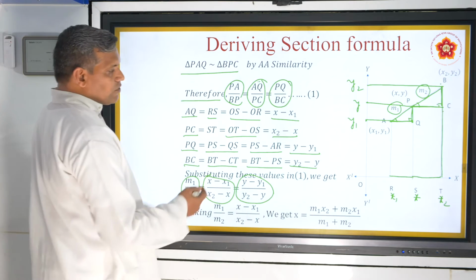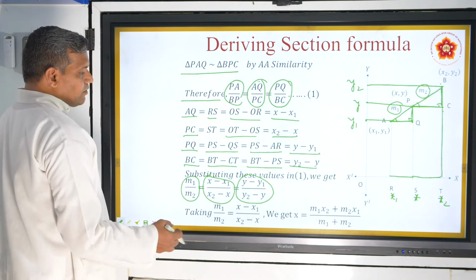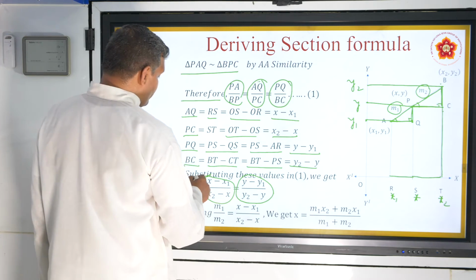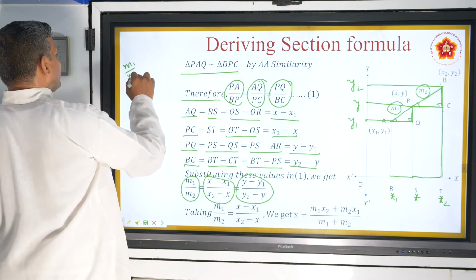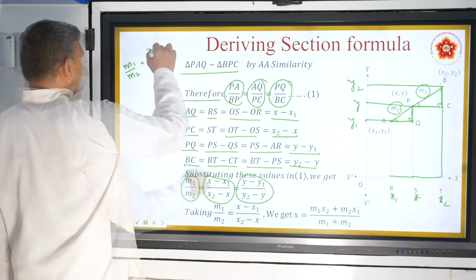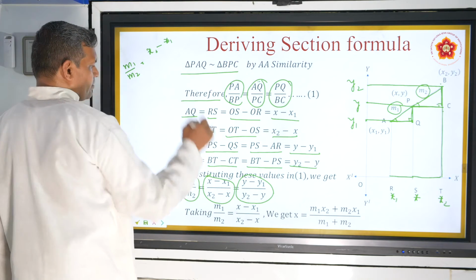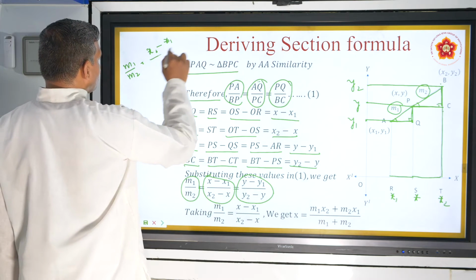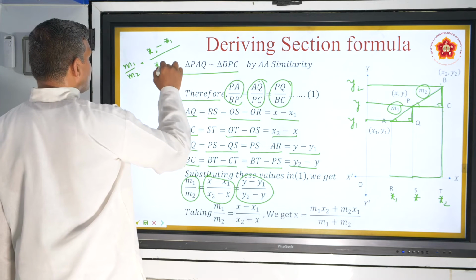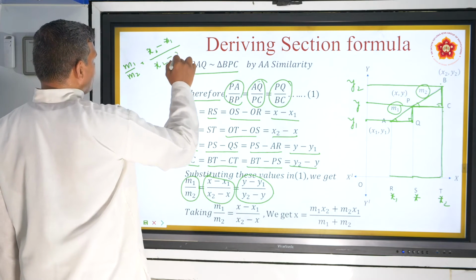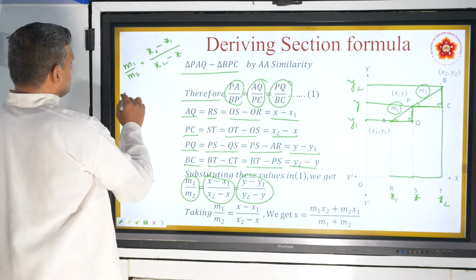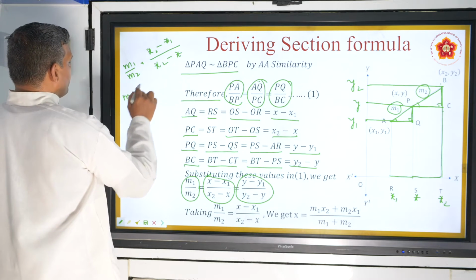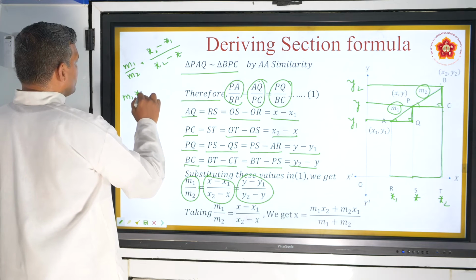But I removed some steps. I squeezed it. Don't get confused. I am going to solve it in front of you. So m1 by m2 is equal to (x minus x1) by (x2 minus x). I need to cross multiply. Multiply this one, m1 into x2. It will become m1 x2.